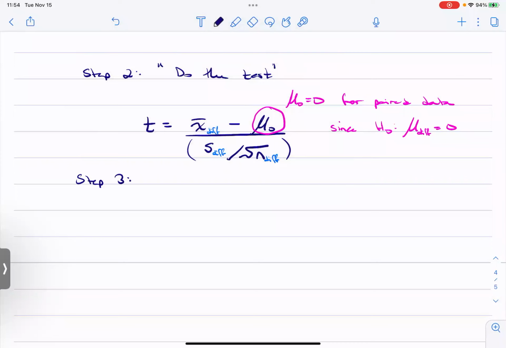Step 3. So we're not going to do this quite yet. I want to go through the steps just to show you that there's nothing really new here, and then we'll do the hypothesis test for this question.